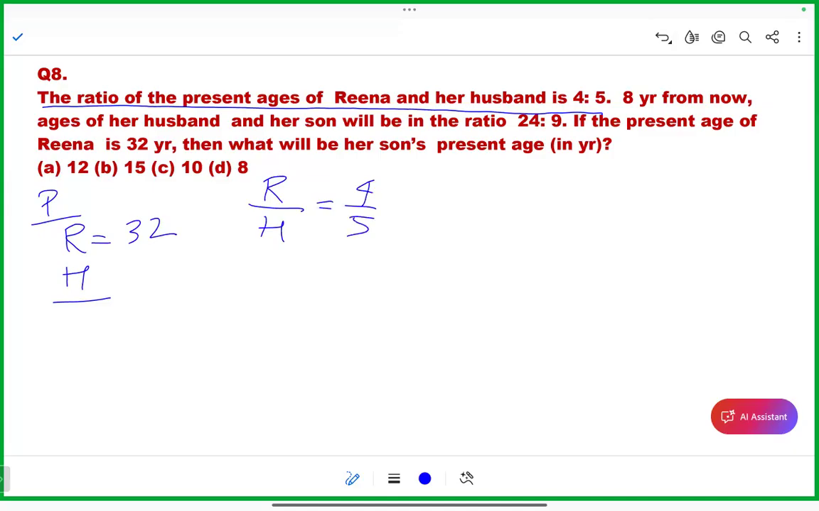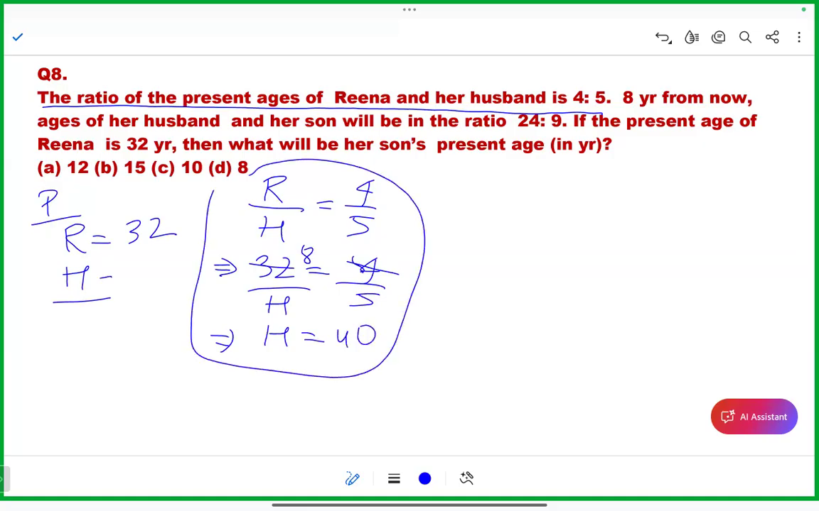So if you put Rina as 32 here, what will be husband's age? Husband will be 40. Is that clear? Rina is 32, husband is 40. You don't have to put X there. Rina is 32, given directly in the question. Ratio is given as 4:5. That is why from there you extract the husband's age.